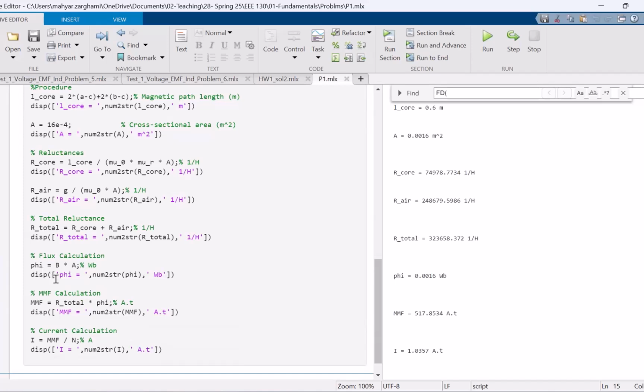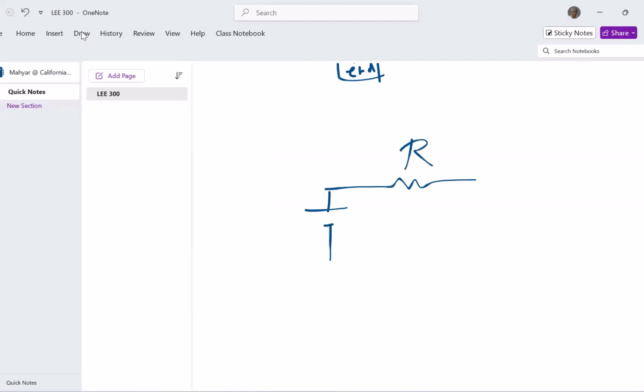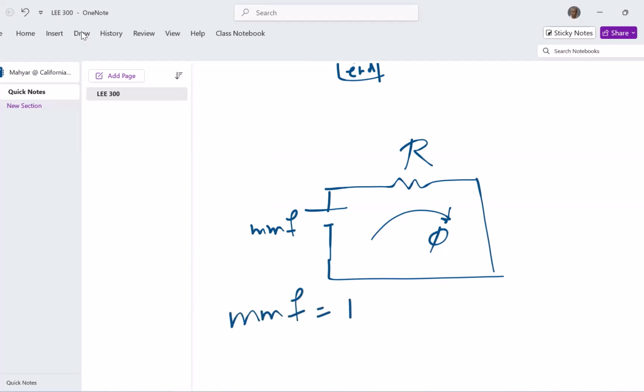And since phi is B times A, where A is the cross-sectional area, then also given the fact that your MMF would be the R total times phi. So when you have the circuit, if you have the reluctance, this would be your MMF, and this would be your phi, right? So your MMF should be equal to R times phi. And from the other side, that MMF is equal to N times I. So from here, you should be able to find the unknowns.